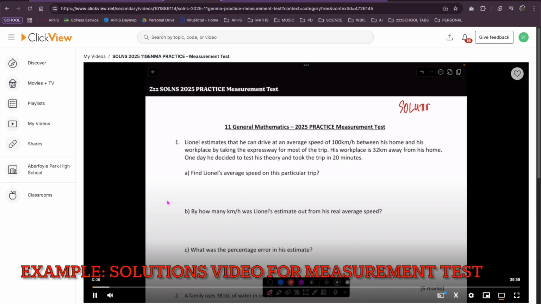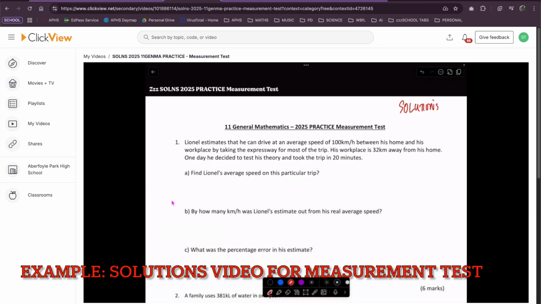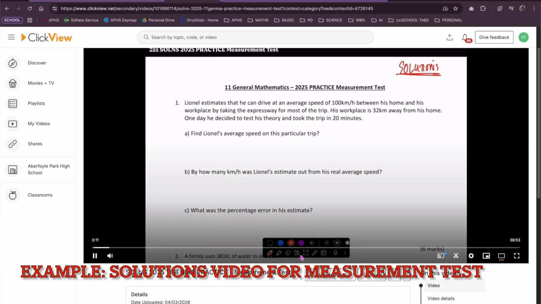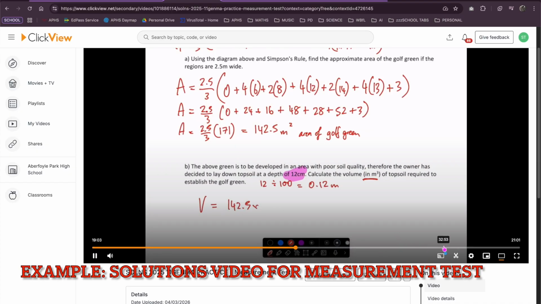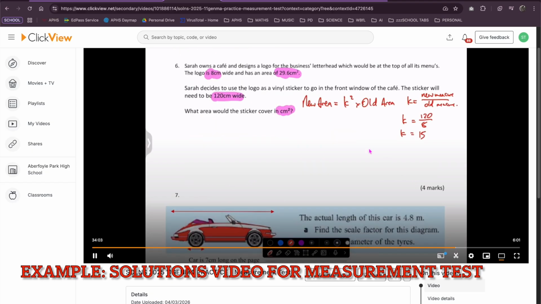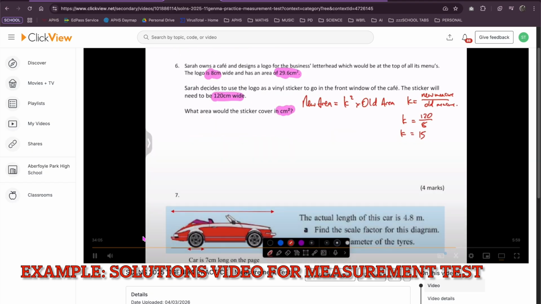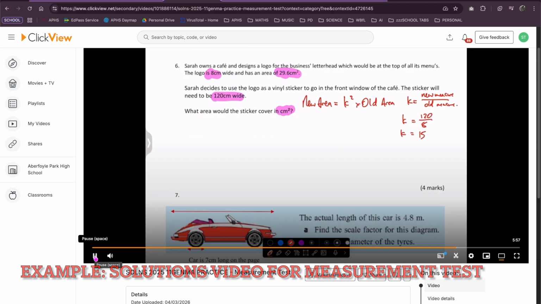For the Year 11 General Mathematics practice measurement test, I'll skip through. Show 42.5 times by 0.1. From the stick, from the little logo to the giant sticker is 15.